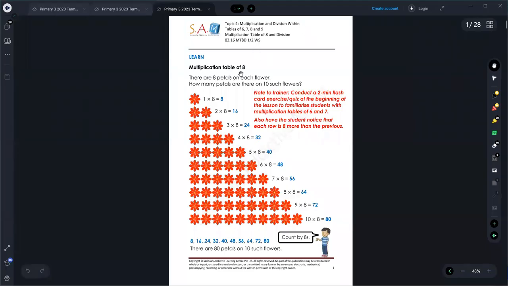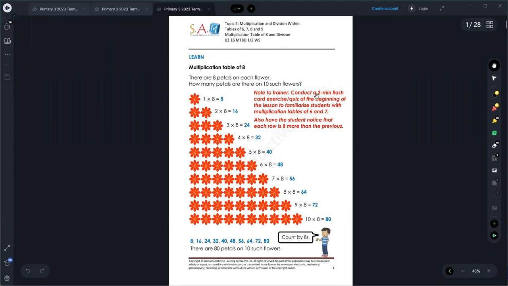Hello teachers, this is the instructional guide for primary 3 term 1 week 10. For this week there are 3 booklets again. They'll be doing multiplication and division by 8 and then multiplication by 9. So let's start with the first booklet, multiplication by 8.